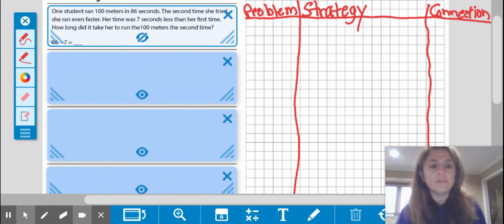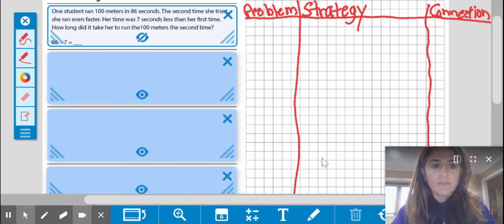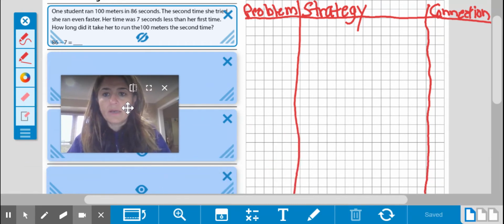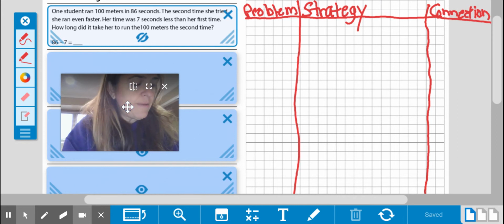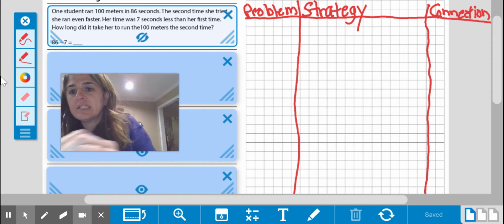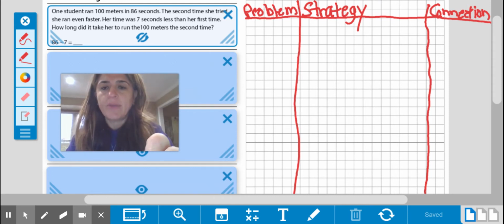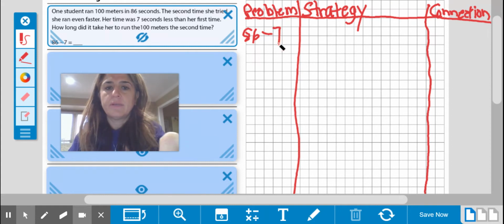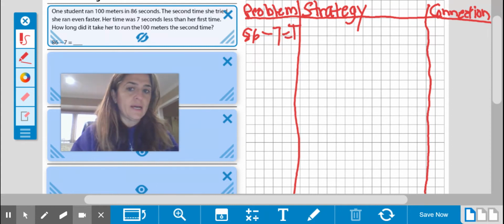So I don't need this here. Let's move this guy here. So we're going to use a strategy for subtraction. So I know our problem is, let me use my stylus pen, yay. So we have 86 minus 7 equals, I'm going to put T for time.